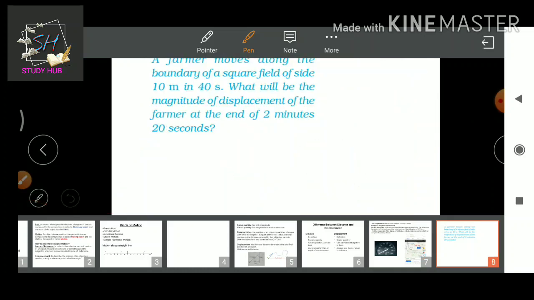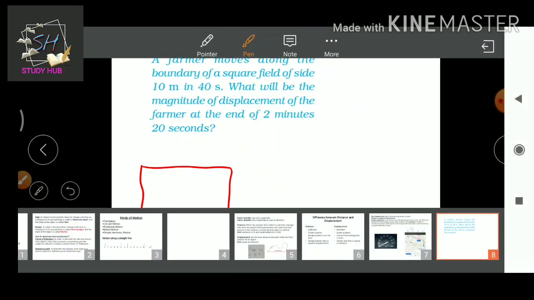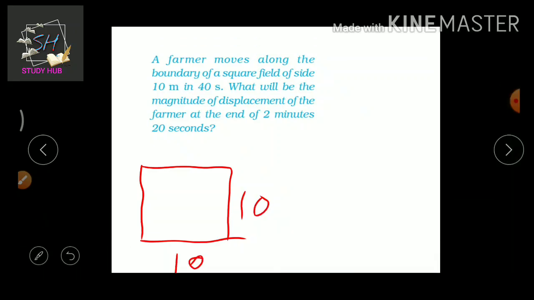And then there is a question. A farmer moves along the boundary of a square field of side 10 meter in 40 seconds. So there is a square field, suppose this one, and each side is 10 meter. This is also 10, this is also 10, this is also 10, and this is also 10. So what is it saying? It is saying that a farmer moves 10 meter in 40 seconds. So what will be the magnitude of displacement of the farmer at the end of 2 minutes 20 seconds?